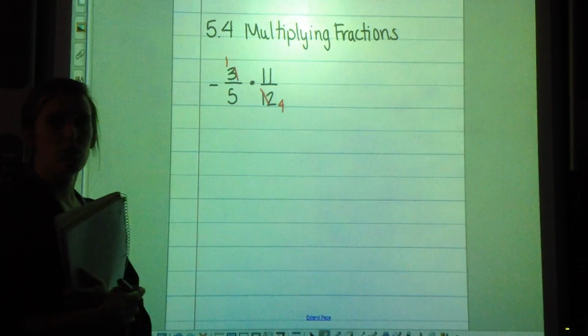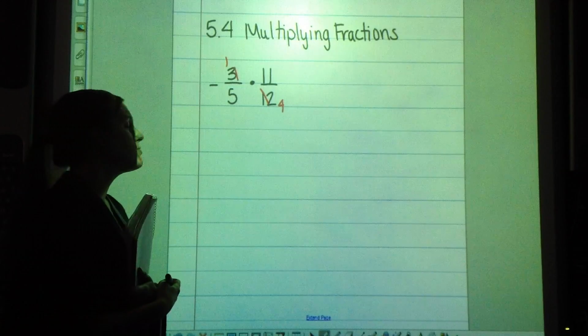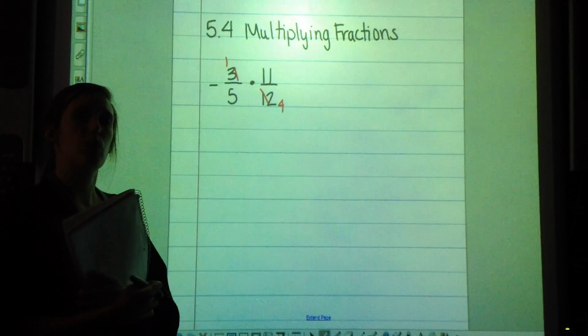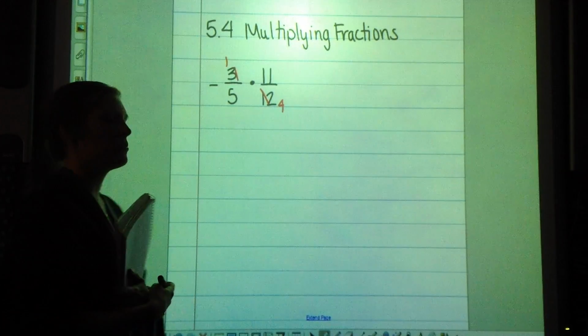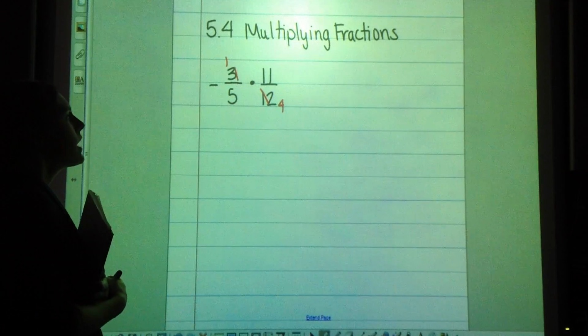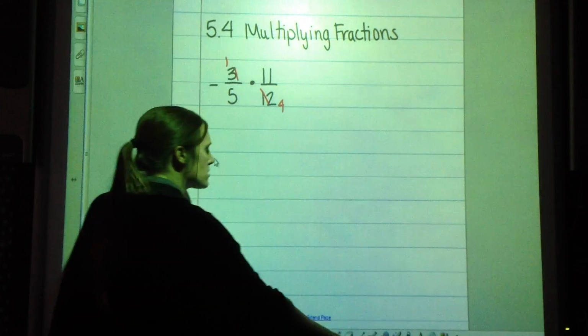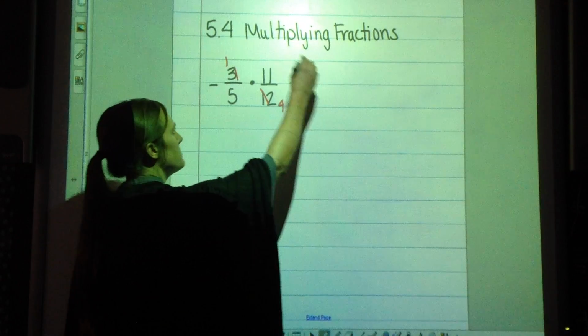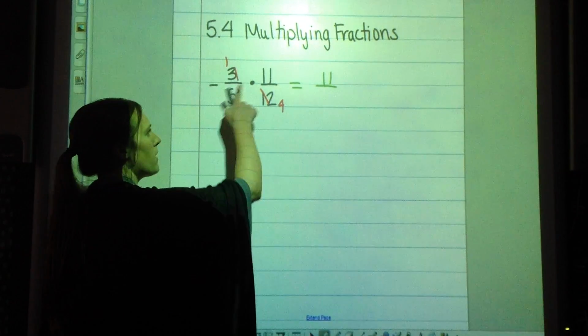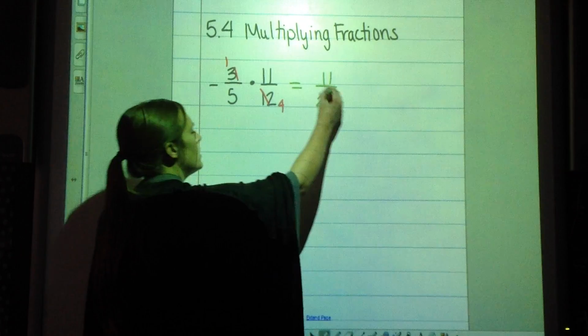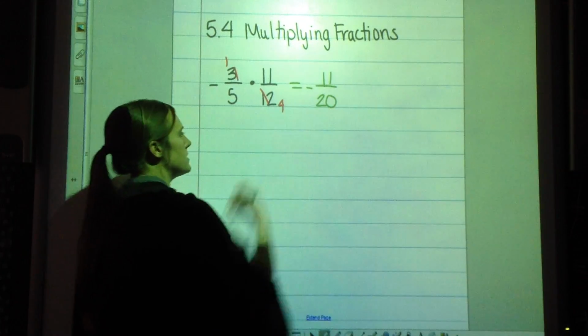Now I'm going to look the other way, 5 and 11. They do not have a greatest common factor besides 1, so I can't simplify those two. Now that I cross reduce, I am going to multiply straight across. The numerator, 1 times 11, and the denominator, 5 times 4. A negative times a positive is a negative.